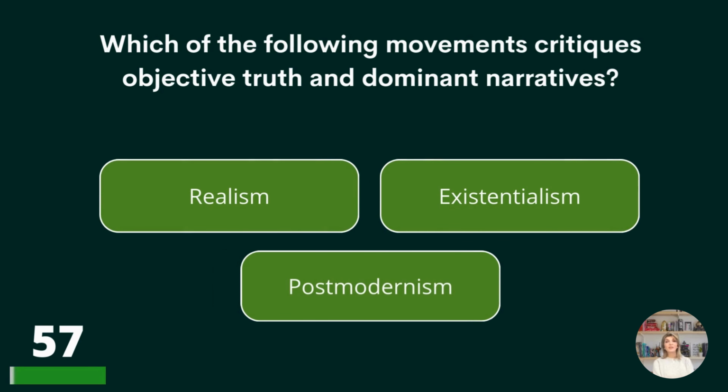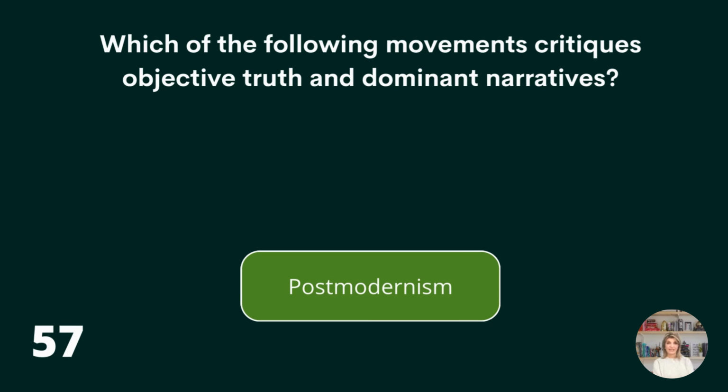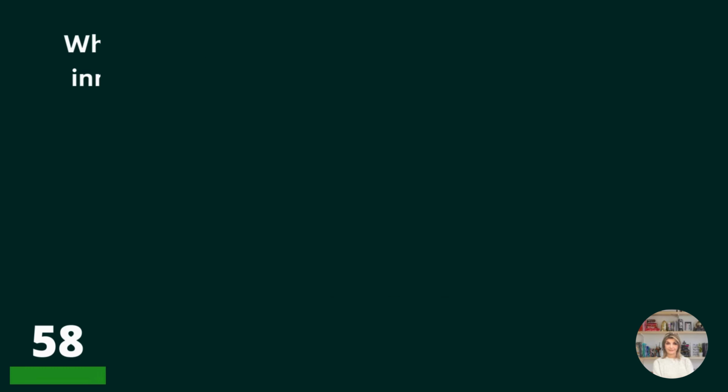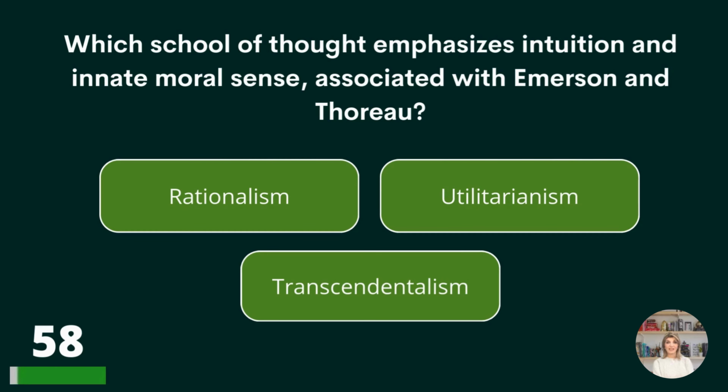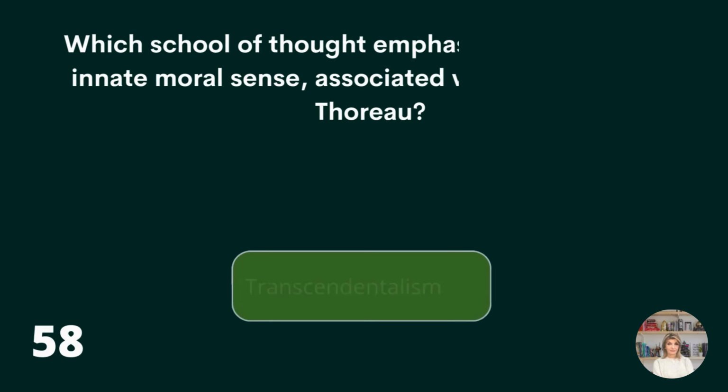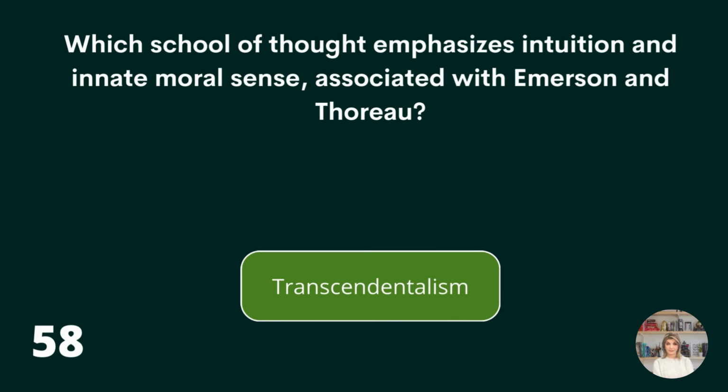Which of the following movements critiques objective truth and dominant narratives? Realism, existentialism, or postmodernism? Postmodernism. Which school of thought emphasizes intuition and innate moral sense associated with Emerson and Thoreau? Rationalism, utilitarianism, or transcendentalism? Transcendentalism.